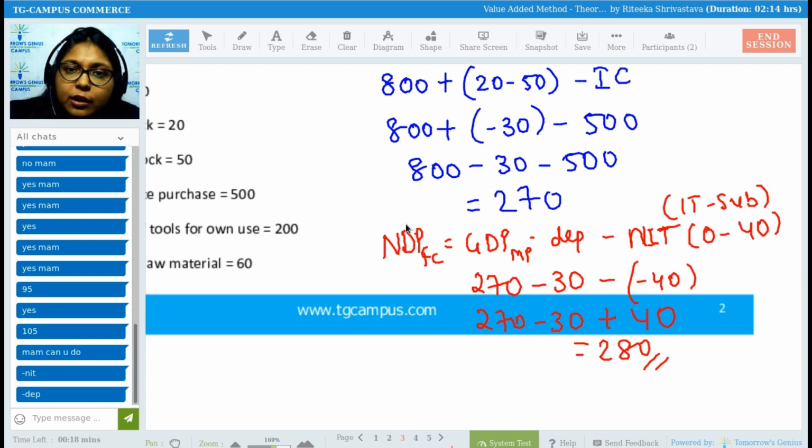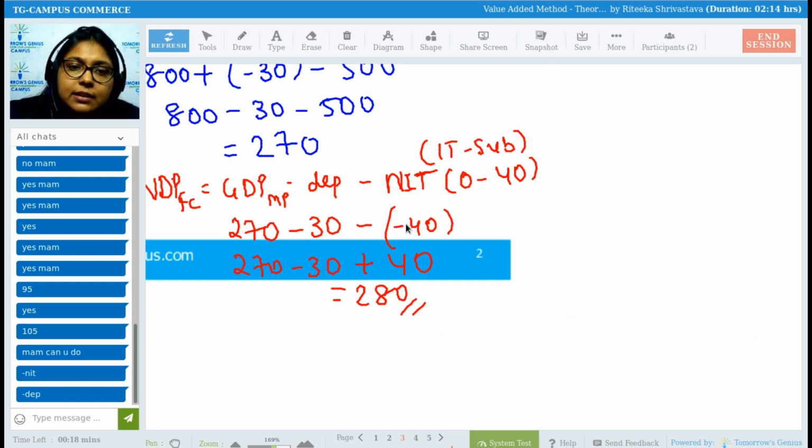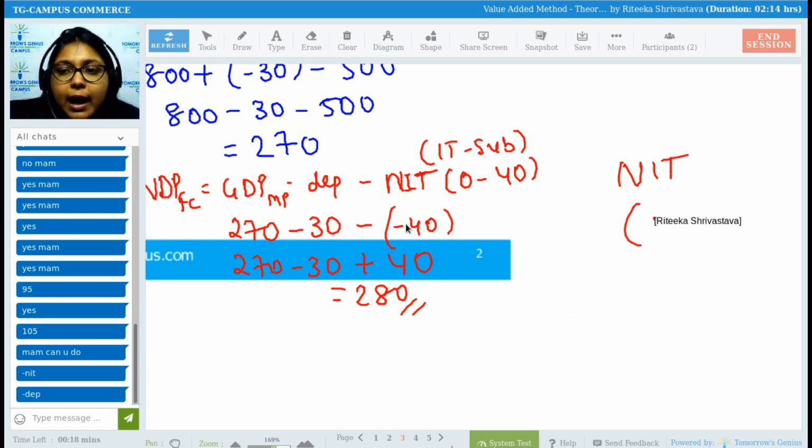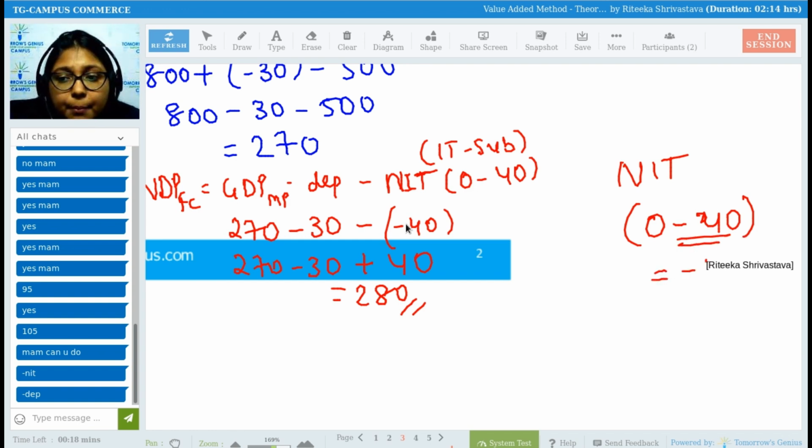Now they had told us to find out NDPFC. So from GDPMP to NDPFC we have to go minus depreciation minus NIT. Depreciation is directly given to us. In NIT they have not given us IT, they have just given us subsidies. So IT is 0, subsidies is 40. 0 minus 40 makes NIT as minus 40. So that is why the value which we took was minus 40.